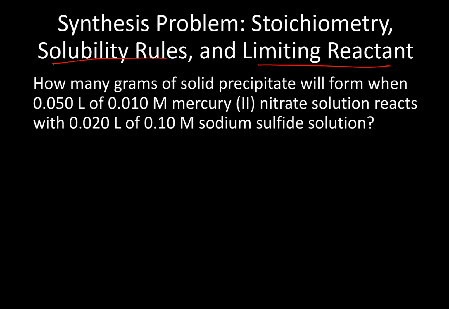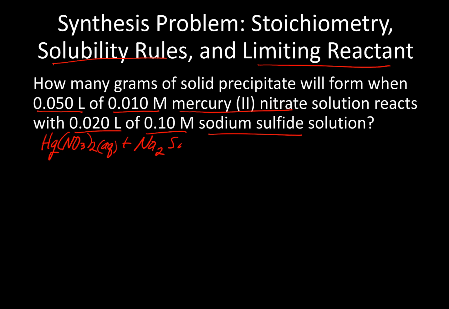So this problem says how many grams of solid precipitate will form when a certain volume of a certain molarity of mercury II nitrate reacts with a certain volume and a certain molarity of sodium sulfide. So the first thing you need to do is write the balanced chemical equation. So this is what it looks like. You have mercury nitrate, and you're mixing two solutions together, so you know that it's aqueous. At least the two reactants are aqueous because you're mixing two solutions together. Solution, solution. It tells you that in the problem.